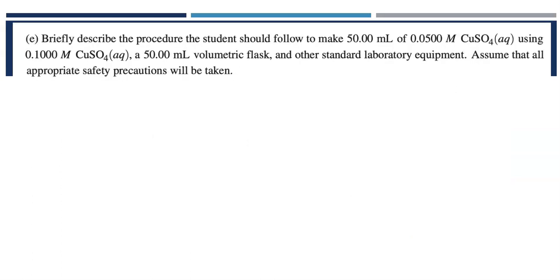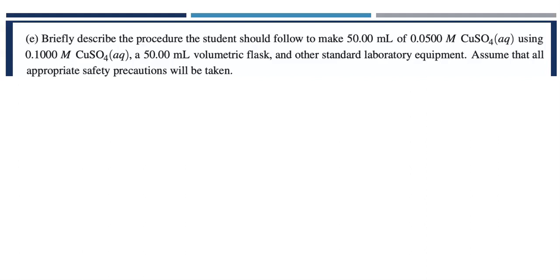Part E. Briefly describe the procedure the student should follow to make 50.00 milliliters of a 0.0500 molar copper 2 sulfate solution using the 0.100 molar copper 2 sulfate solution, a 50.00 milliliter volumetric flask, and other standard laboratory equipment. Assume that all safety precautions will be taken. We don't have to discuss lab safety in our answer, but we can use standard laboratory equipment.